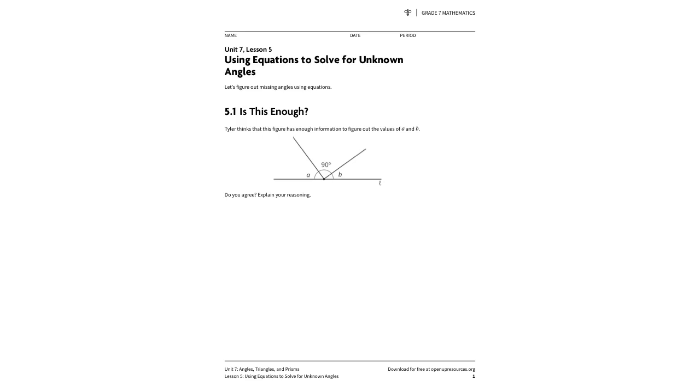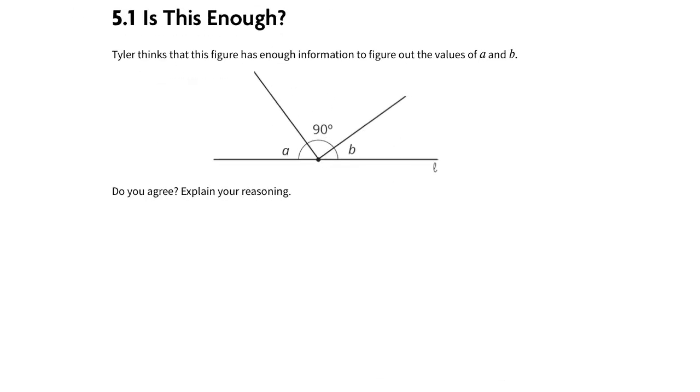All right, guys. Today we're going to do Unit 7, Lesson 5. We're skipping Lesson 4 and going straight on to Lesson 5. It's pretty similar to what we've been doing yesterday. We're just solving for the unknown angles.